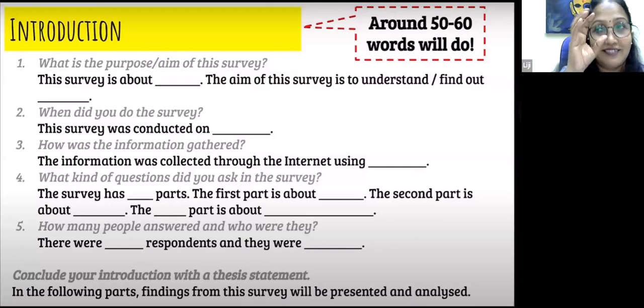So that is the fourth part. The fifth part is about how many people answered and who they are. So there were, you can say, 300 respondents and they were from this category. Beautifully done. And then you conclude your introduction with this statement.